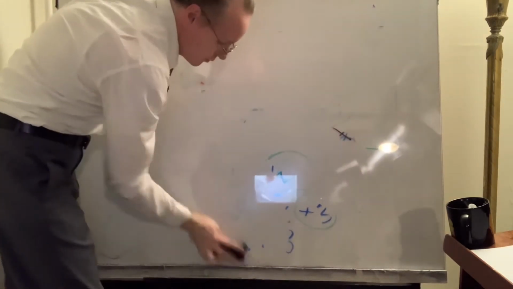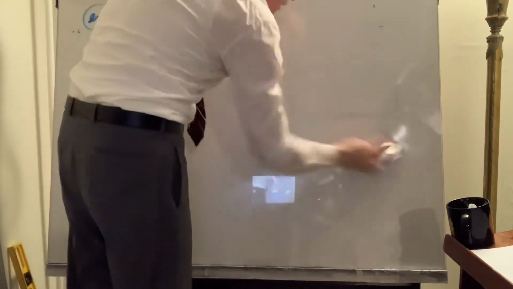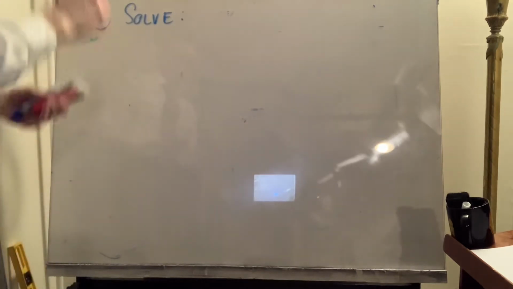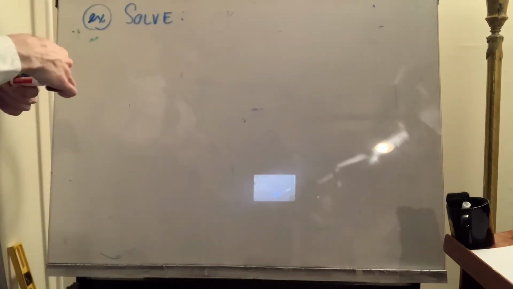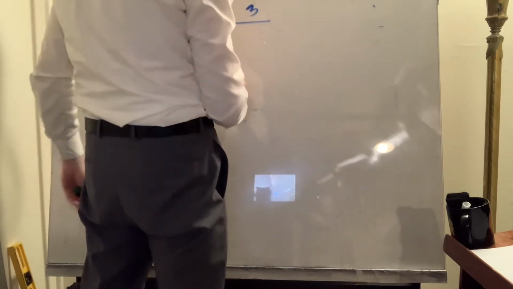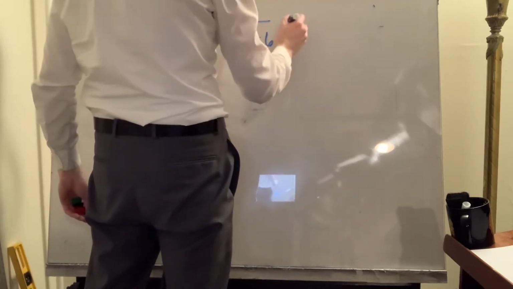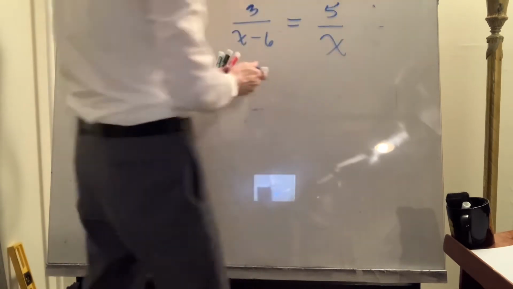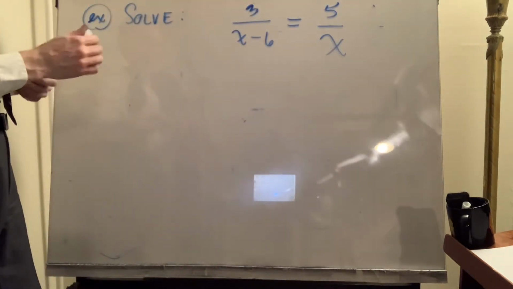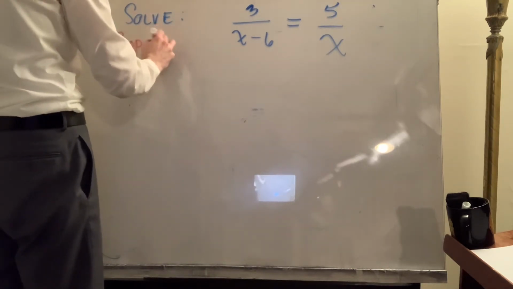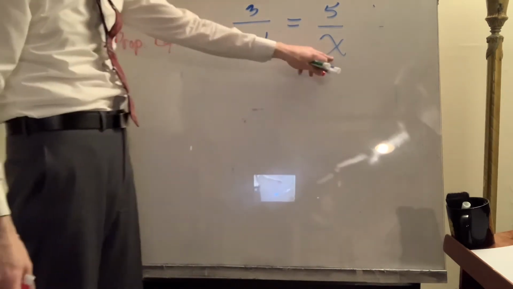And then we'll get into graphing. 45. Okay. So if you had to solve, say, 3 over x minus 6 is equal to 5 over x. This is a glorified proportion equation. It is rational because notice where the variable is, it's in the denominator.